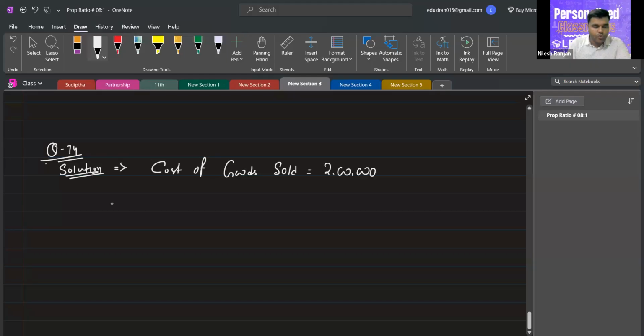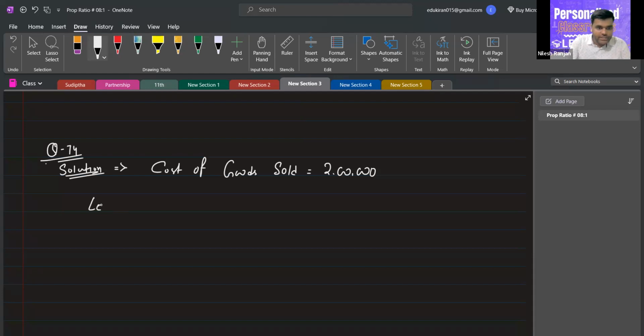So we have to assume opening inventory. We always assume X or Y or any other letter you want to assume, and you have to use the base item. Closing inventory is 1.5 times of opening inventory, so here opening inventory is the base item. On the basis of opening inventory, you can calculate closing inventory. That's why we will assume opening inventory as the base item.